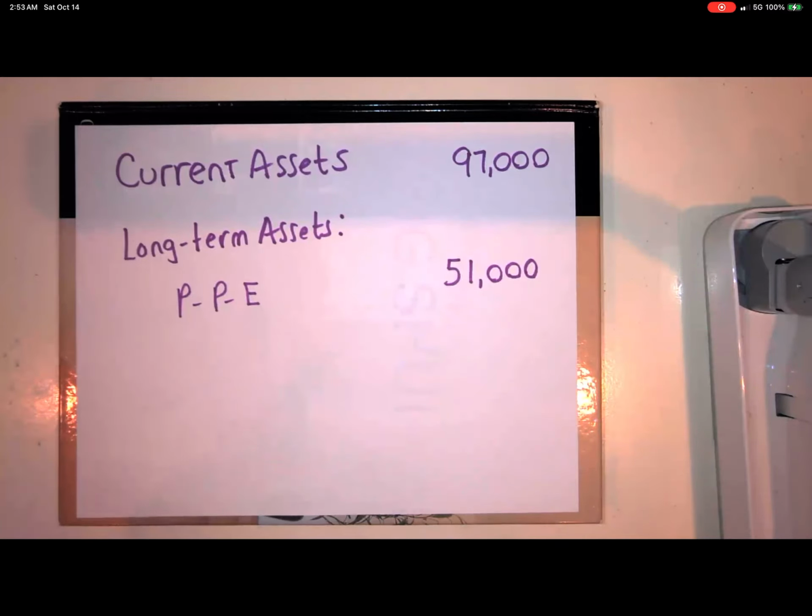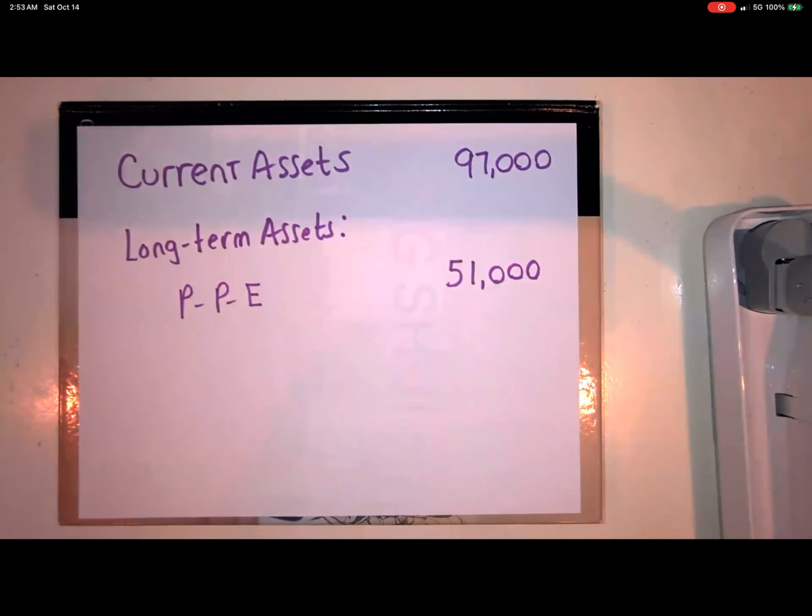The PP&E has a physical substance. That means I can touch the PP&E. I can see the PP&E. Our intangibles lack that physical substance. You can't see or touch them, but they're still assets.